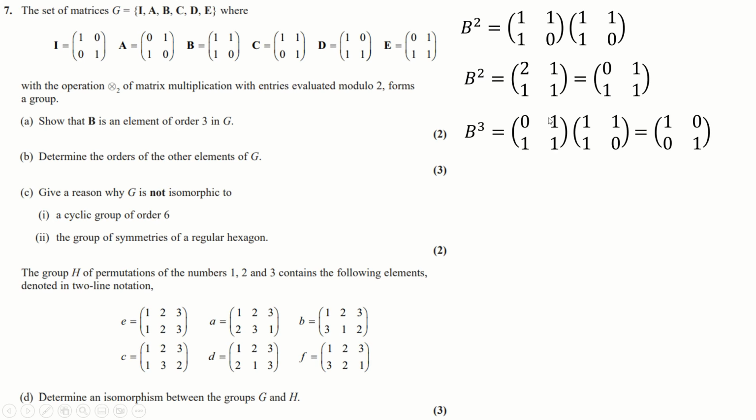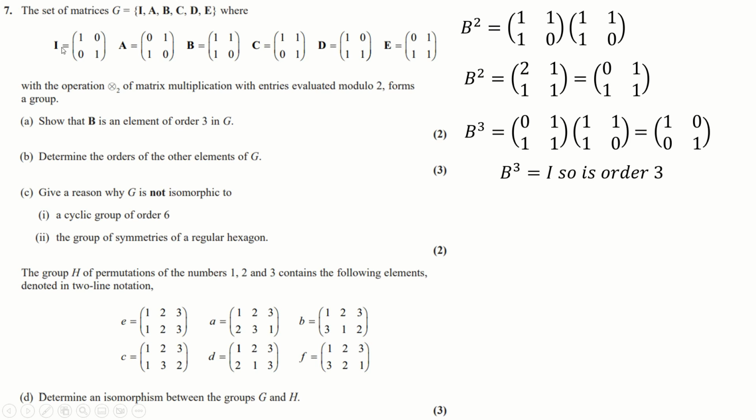That last term, 1 times 1 plus 1 times 1, is also a 2, but it goes down to a 0 because of the whole mod 2 thing. Anyway, that shows that B is an element of order 3. Good. Determine the orders of the others.